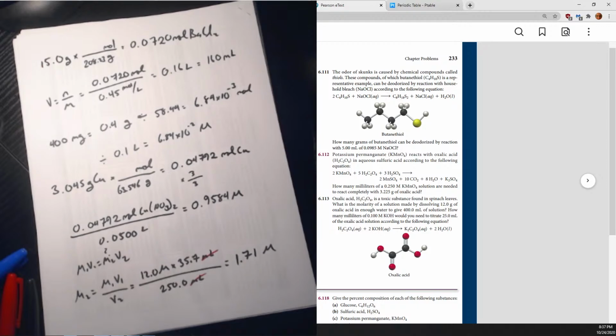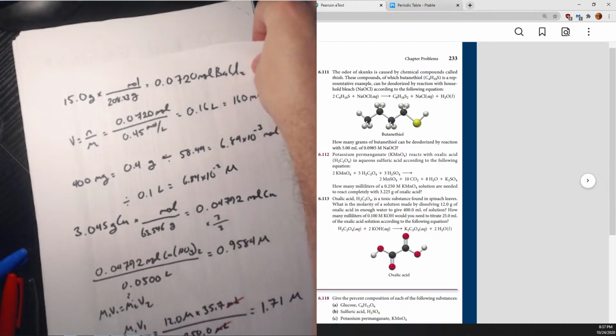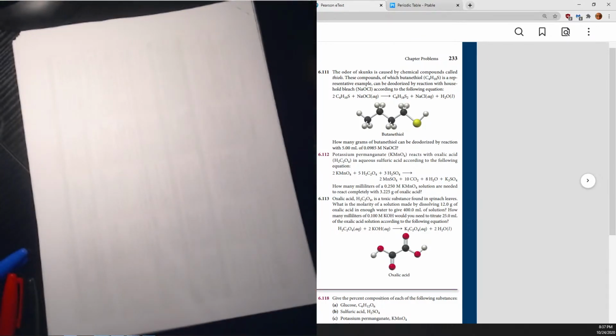A flask containing 450 milliliters of 0.5 molar hydrobromic acid was accidentally knocked to the floor. Quit licking me, dog. How many grams of potassium carbonate would you need to put on the spill to neutralize the acid according to the following equation? Okay.